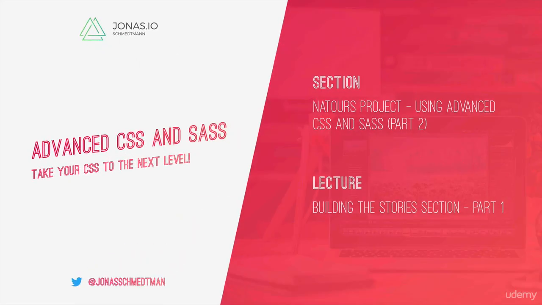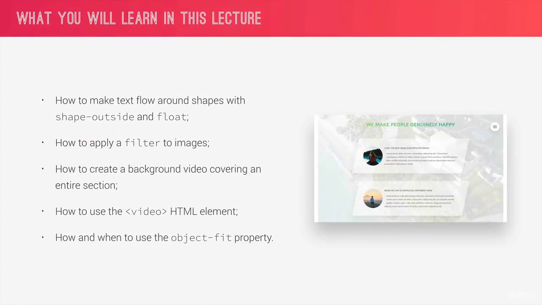Let's start working on our next section now, where customers can tell about their experience with Natours. So you're going to learn here how to make text flow around shapes using the shape-outside and float properties together, and how to apply a filter to images. Then you're going to create a background video filling the entire section. And for that, you're going to learn how to use the HTML video element and how and when to use the object-fit property. So you see that once more, this section is full packed with new stuff for you to learn.